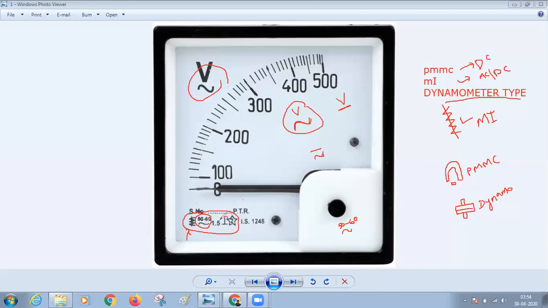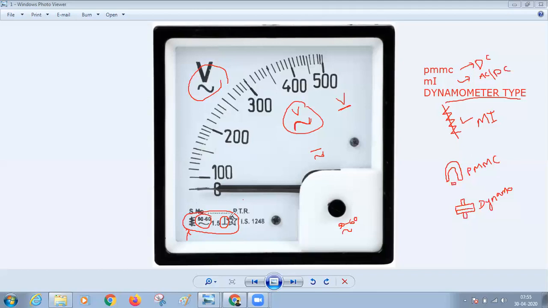Now what does this symbol represent? In the laboratory you can observe that meters are placed on the panels as well as on the table. Some meters will be vertically placed, some horizontally, and some inclined. So how will you know whether a particular meter should be placed in vertical mode, horizontal, or with some inclination? Generally the manufacturer will specify whether that meter should be placed horizontally, vertically, or with some inclination.